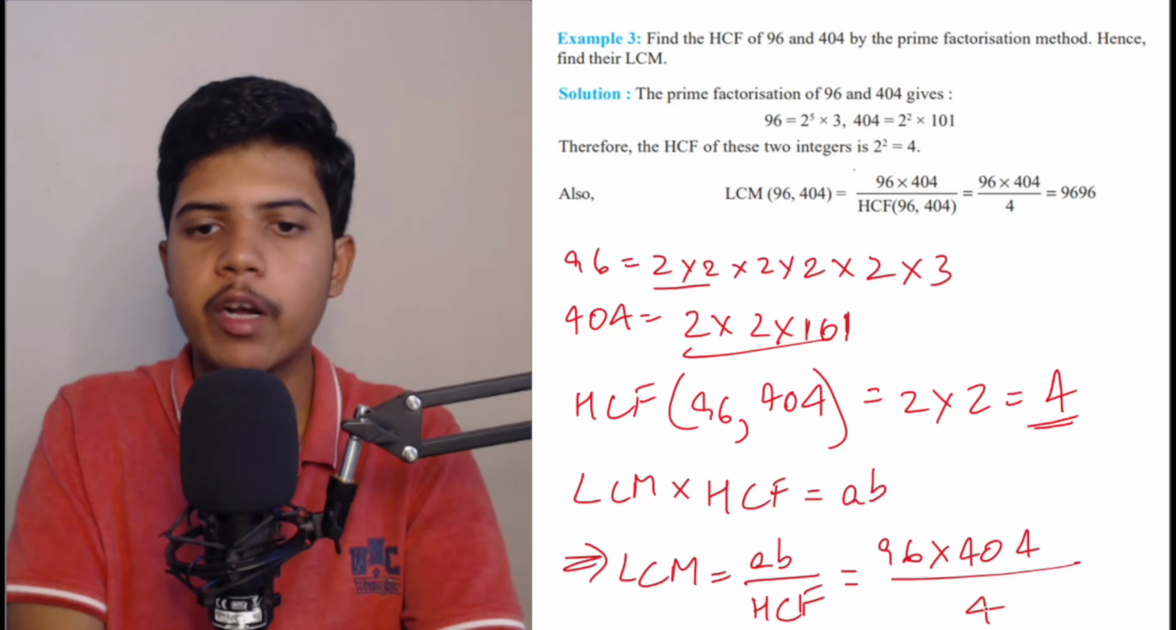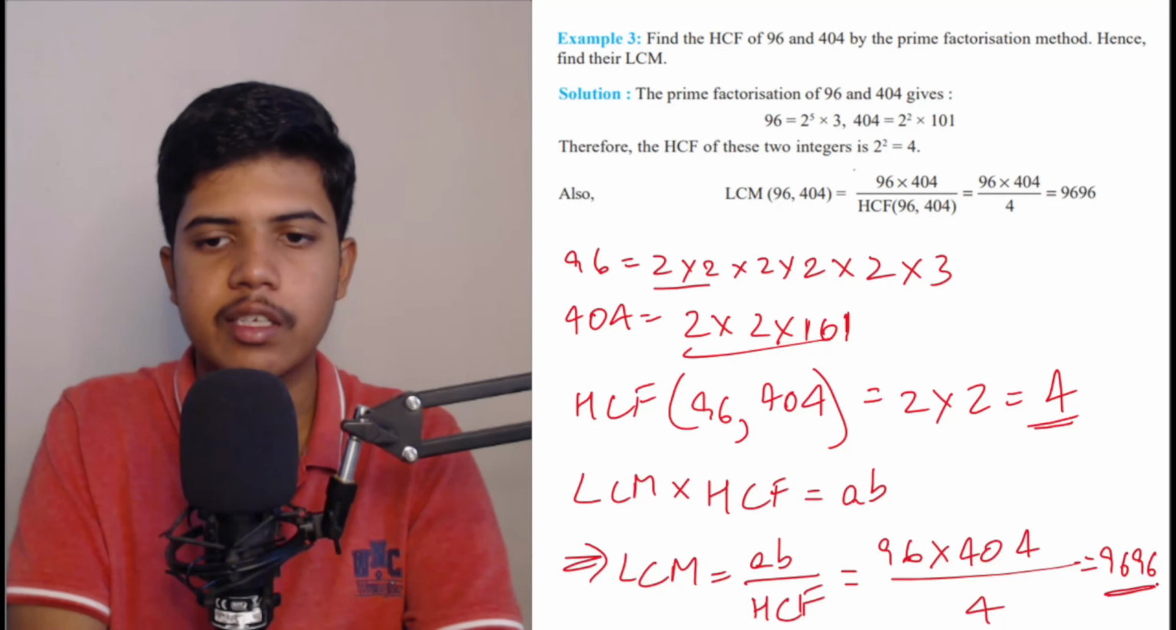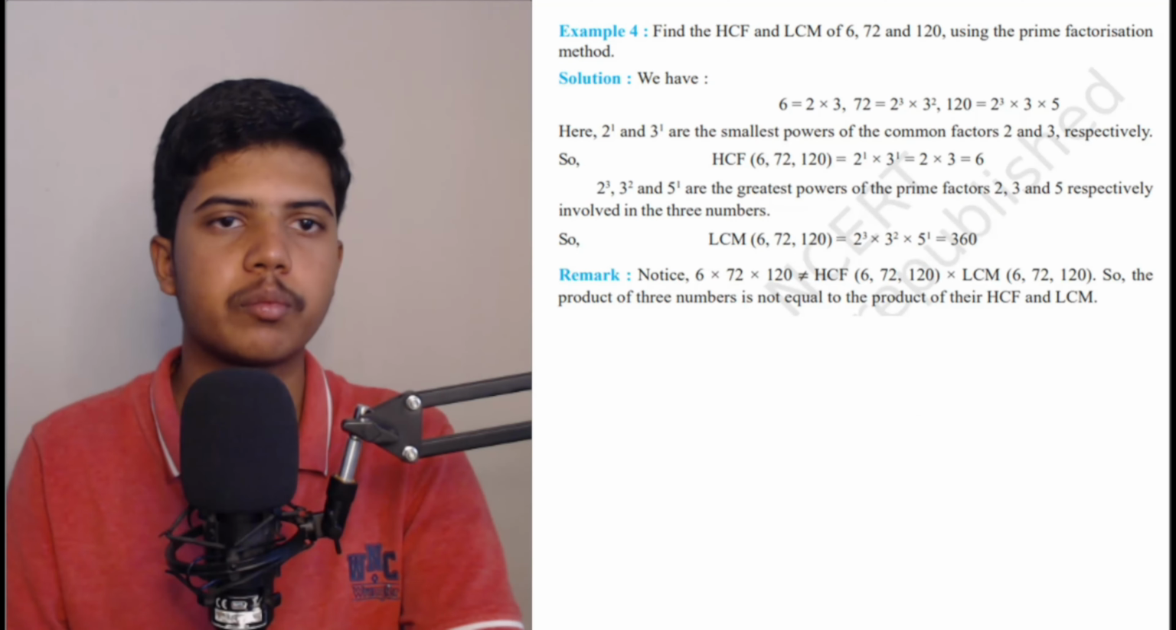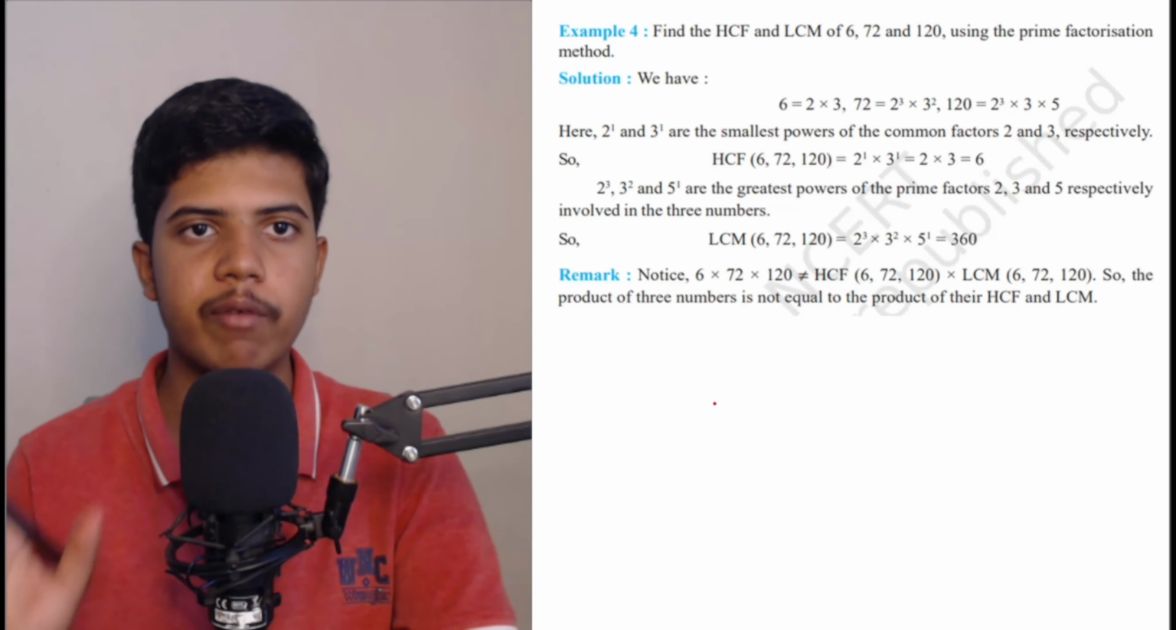Now 404 divided by 4 is 101. 96 into 101 is equal to 9696, and this should be your LCM. So 9696 is the LCM and the HCF is 4. That's our result. Next, find the HCF and LCM of 6, 72 and 120 using prime factorization method.